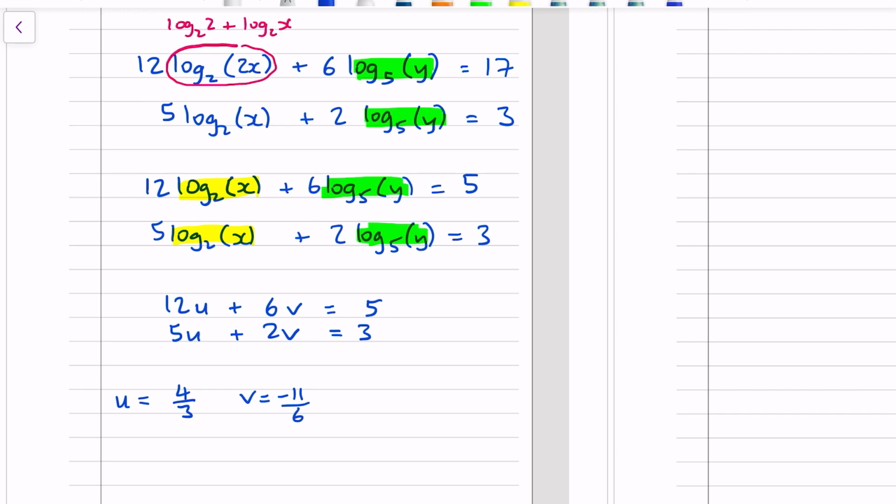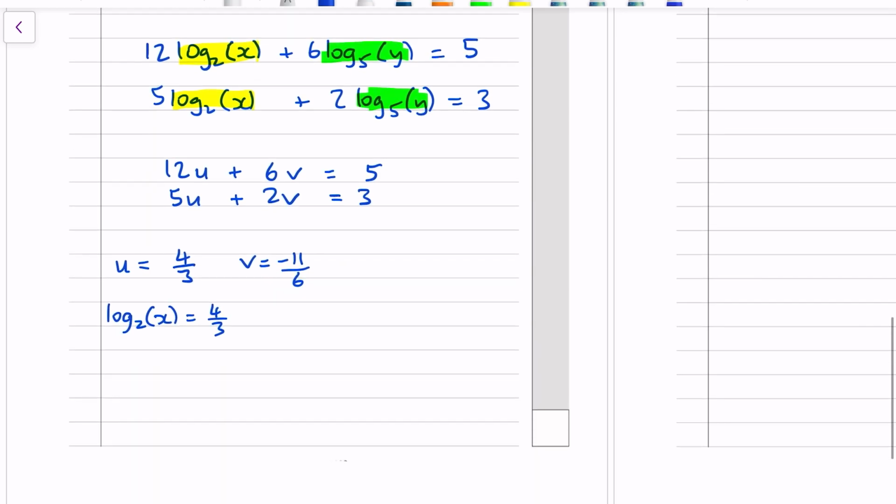Now bear in mind that u was equal to log base 2 of x, and therefore to get the x value we need to take 2 to the power of 4/3. Our y value comes from solving log base 5 of y equals negative 11/6, and then y is equal to 5 to the power of negative 11/6.